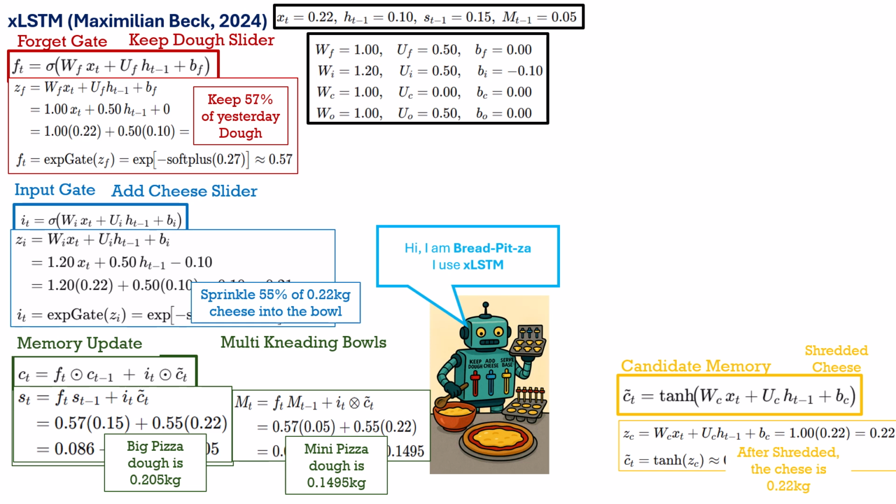In here, for the big pizza, after kneading, it resulted in 0.205 kilogram of big pizza dough, while 0.1495 kilo of mini pizza dough. So we have two different types of bowl, big pizza and mini pizza, which has many mini pizzas inside it.